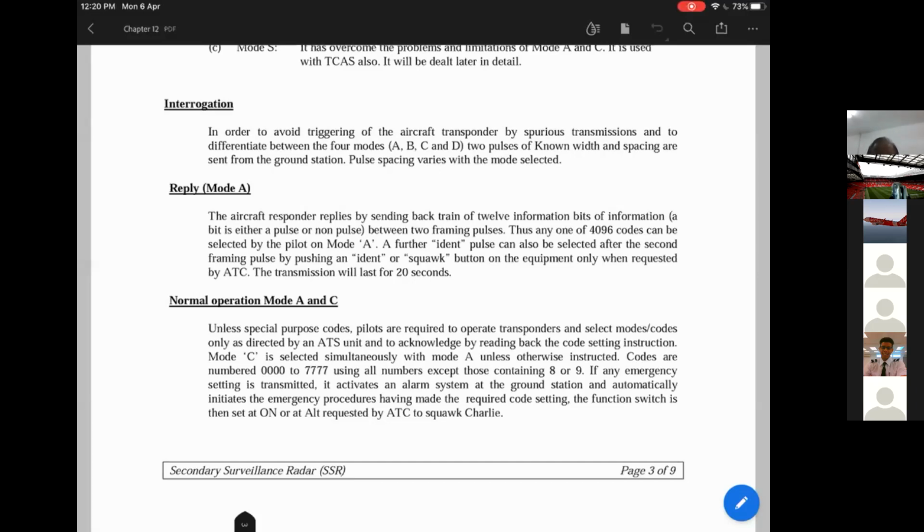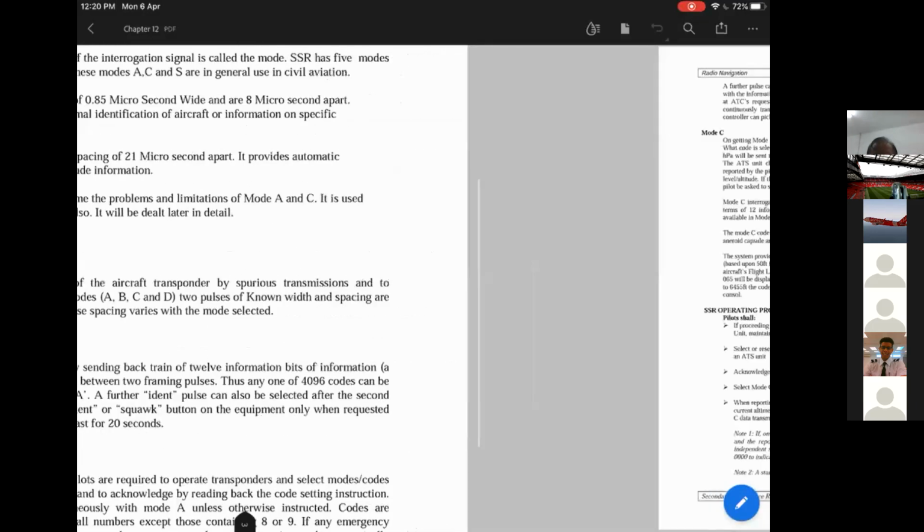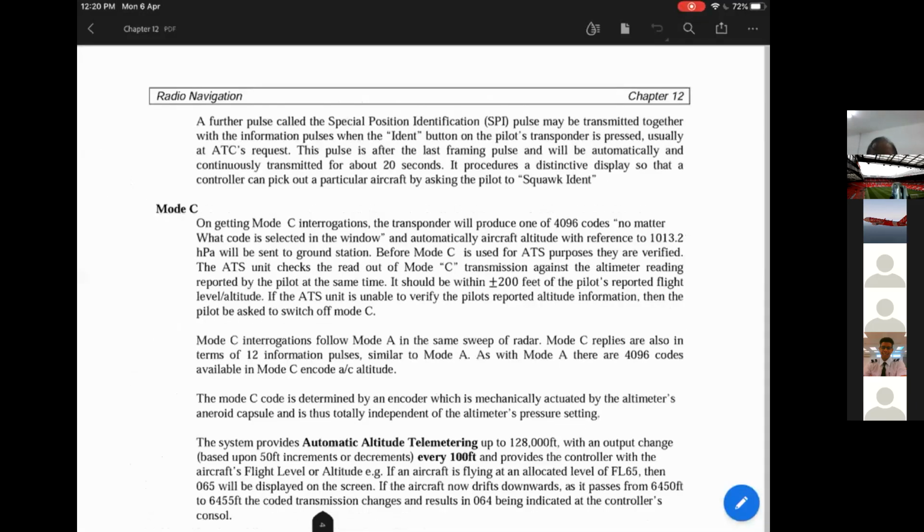As such, wherever figure 8 or 9 appears, that particular code is not available to you. Wherever figure 8 or 9 appears, that particular code is not available. That's why you have the number of codes, which is 4096. Okay. Right? Next page, please. Next page, further down.